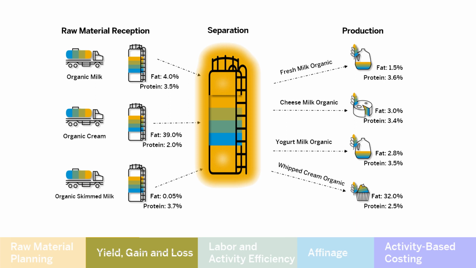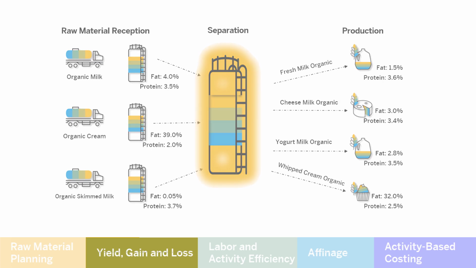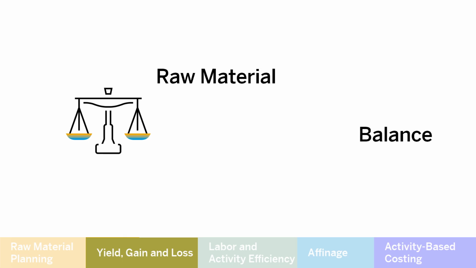The cost of inventory differences can be specifically allocated to the appropriate product groups. Raw material balance.